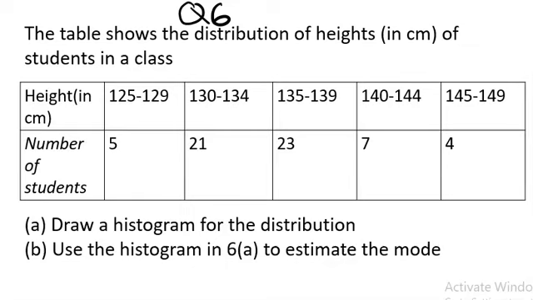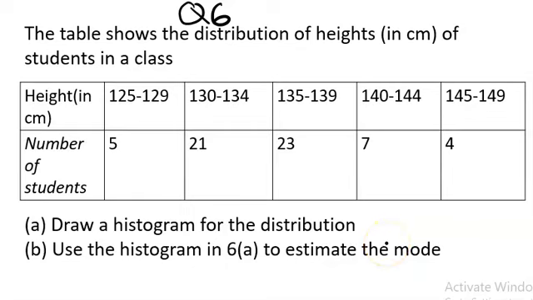In this video, I'm still on WASSCE 2023, question number 6, Elective Math, school edition. So let's look at the question. The table below shows the distribution of height of students in the class. So this is the table. We have to draw a histogram for the distribution. Then we use our histogram to estimate the mode.